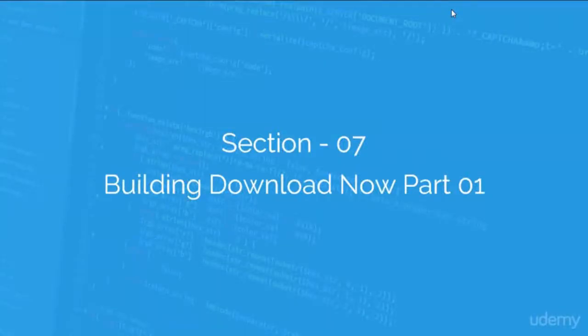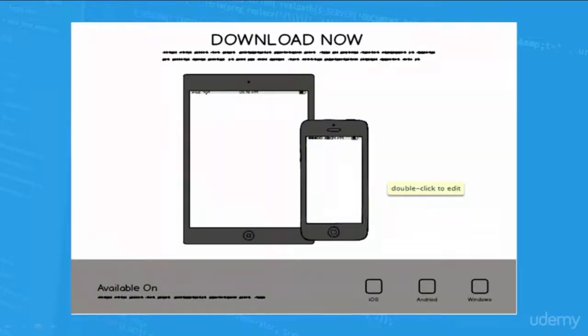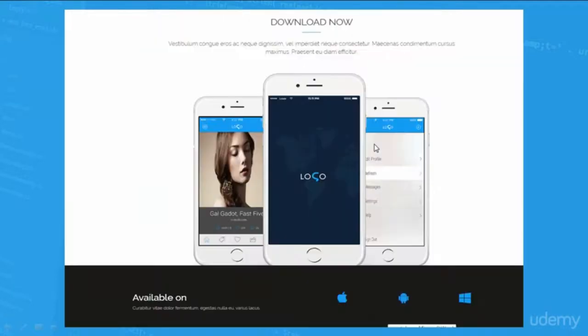Hi, welcome back. This is part 1 of building the download now section. This is the wireframe of the download now section. It has a big heading on the top, and after that a paragraph of text, and after that an image of some iPhone or iPad, and after that we have a section for available now, and on the right side we have available now with some heading and text paragraph, and on the right side we have icons for iOS, Android and Windows. So this is just a markup, and this will be the final version of the download now section.